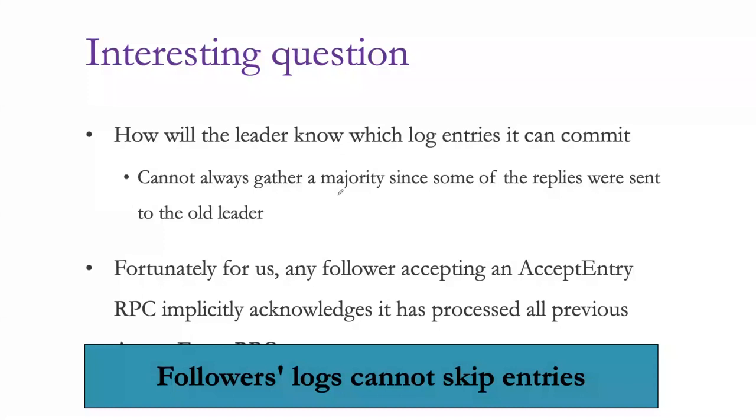A very interesting question comes from this discussion: how will the leader know which log entry it can commit? It can't always gather a majority, since some of the replies were sent to the old leader only. Fortunately for us, when followers accept any append entries RPCs, there is implicit knowledge that all previous entries have been processed. So a follower's log cannot skip entries.